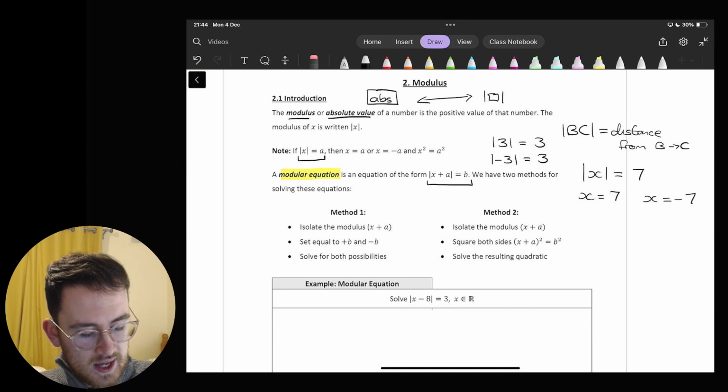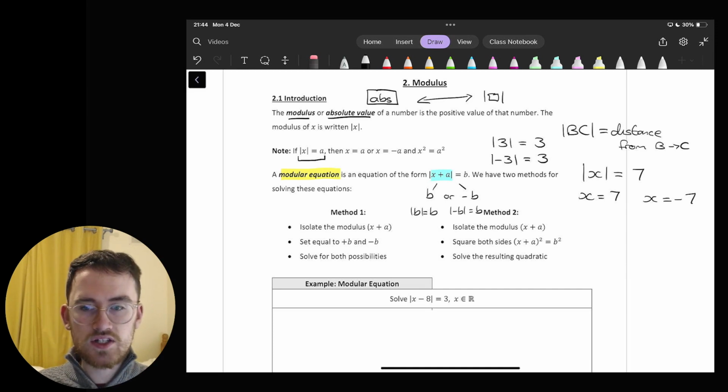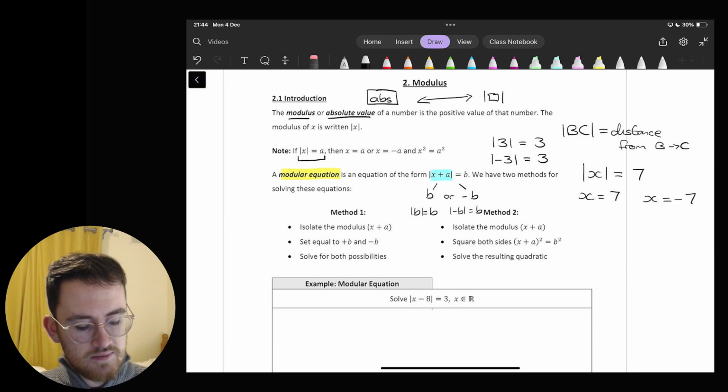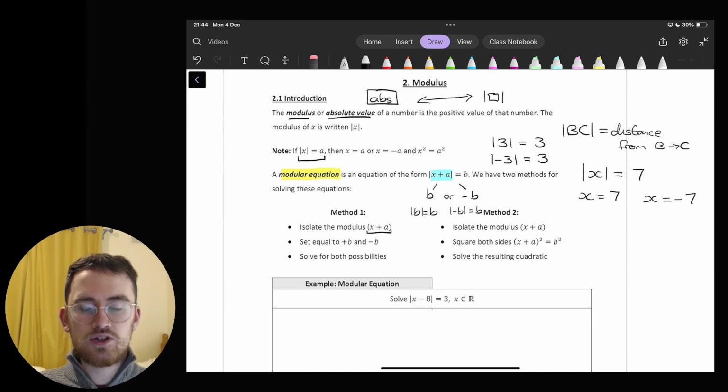Say we have the modulus of x plus a is equal to b. That means that the part inside the brackets, the x plus a part, must either be equal to b or equal to minus b, because the modulus of b is just b, and the modulus of minus b is also b, taking the positive value. So either one of those will give me a positive answer. I can use that to work out the value of x, or whichever unknown I have. So that's method 1 here on the left. We isolate the modulus part, the x plus a part, and put it equal to plus b and minus b and solve for those two possibilities.